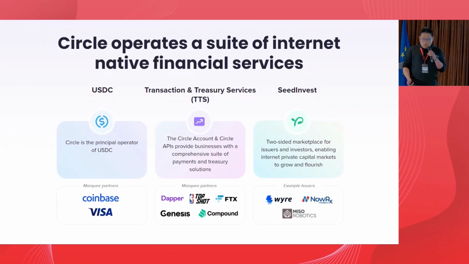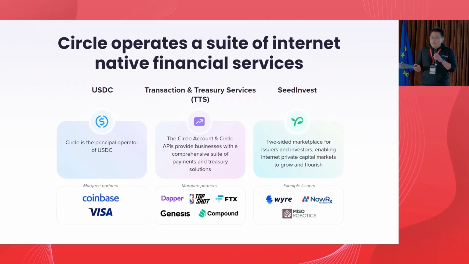So this is basically our business model today. As I said, we operate USDC, and we also provide a set of APIs that allow our customers to do transaction and treasury services. Again, I think Marcus is going to cover a lot of that, so I won't say much detail about it.